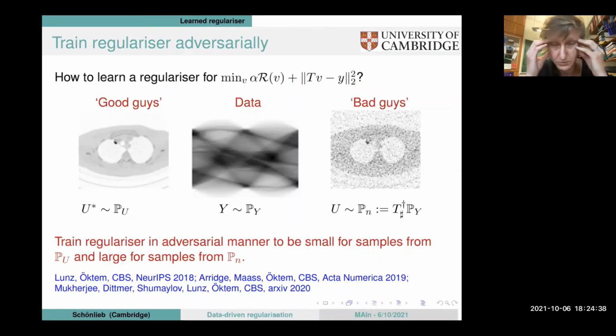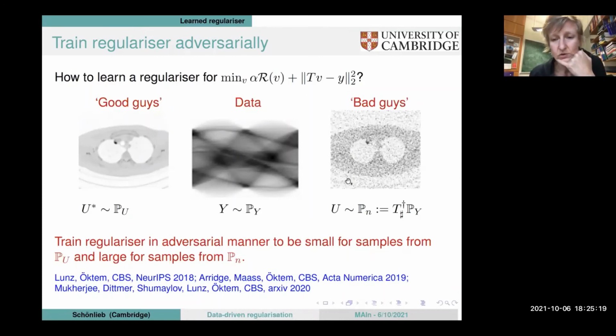You have your inverse problem. You have a good way to create images that feature the structures you want the regularizer to favor, to be small for. So in CT, for instance, in computer tomography, what you could do is take some very high dose CT measurements from phantoms, and you take those as your good guys, as the ones that represent the kind of reconstructions you want to see.